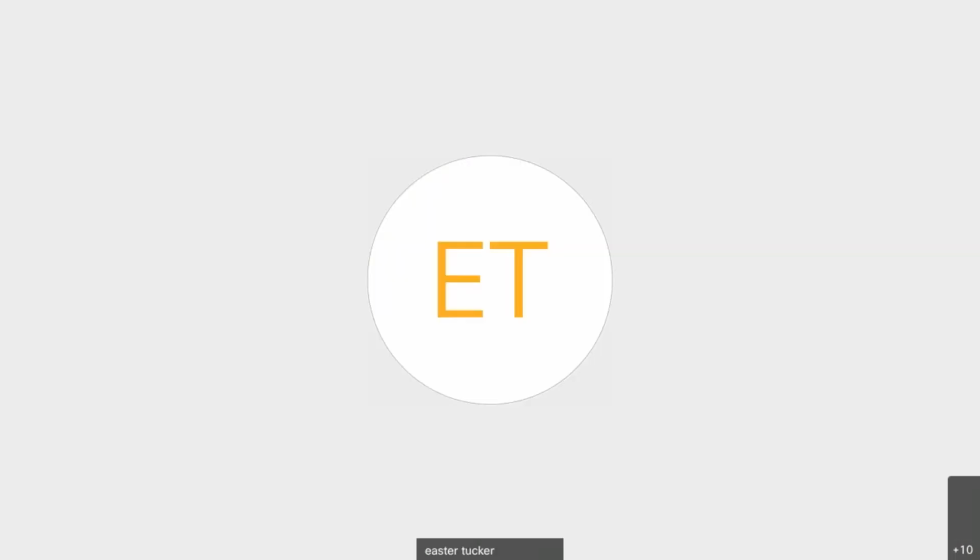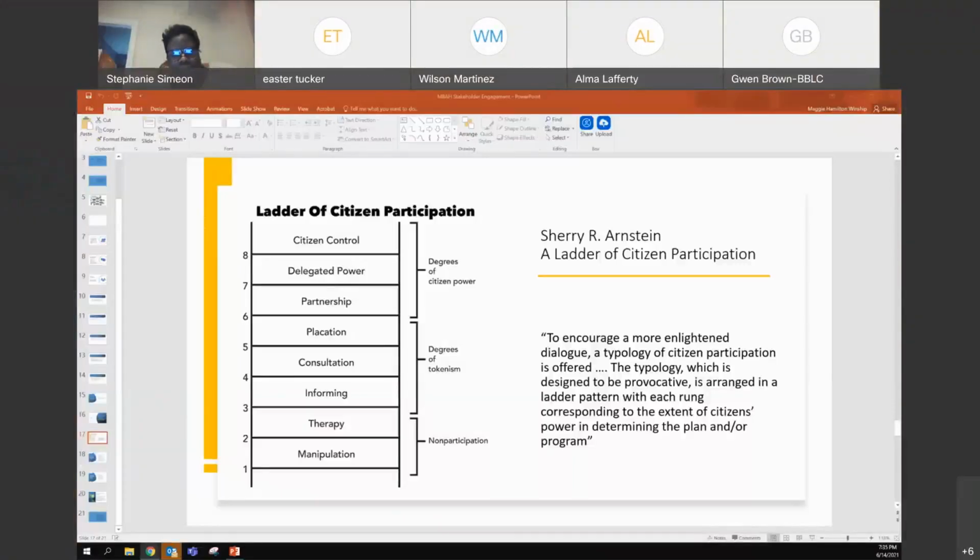Is that making sense, or is that even adding more confusion, Easter? No, now that you say that, it makes a little more sense. I just did not understand how the therapy fit in there, as well as some of those other words, because I would think one would be building. I could understand the side over here with non-participation, degree of tokenism, and degree of citizen power, but the words on the rungs just threw me for a loop.